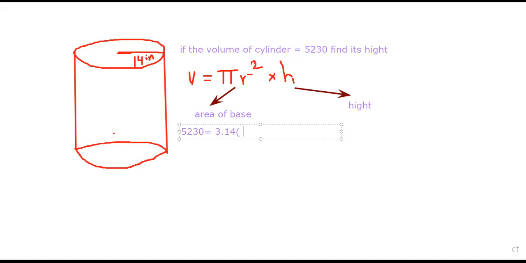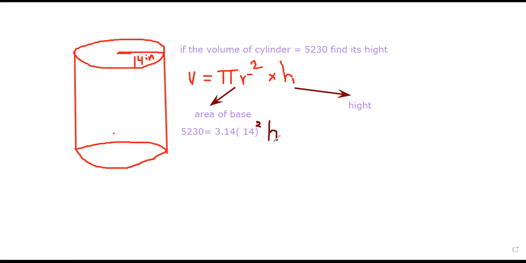what is the value of r in this question? 14. So it will be 14, and then 14 to the power of 2, times h. Then 14 to the power of 2, then times h.